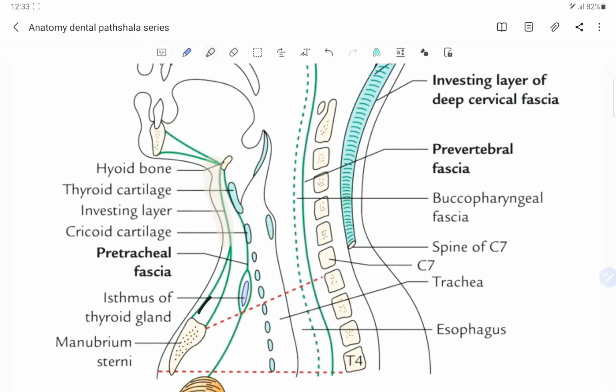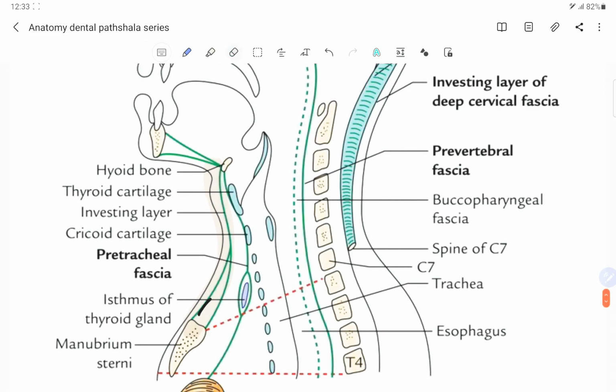We have the investing layer of the deep cervical fascia, the superficial layer, which forms the roof of the posterior triangle of the neck, which is bounded by the sternocleidomastoid and the trapezius muscle. Once you remove this investing layer, we are going to see the sternocleidomastoid muscle anteriorly, and posteriorly the trapezius muscle. Along with that, we can see the posterior triangle of the neck. It is going to split and enclose both of these muscles, and it goes all around the circumference of the neck.